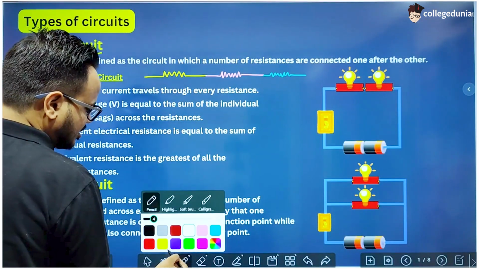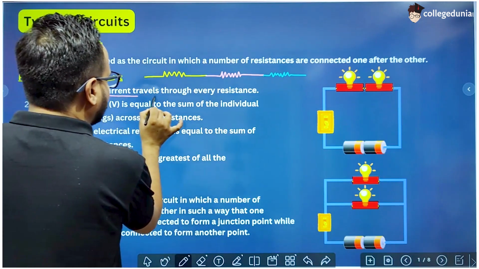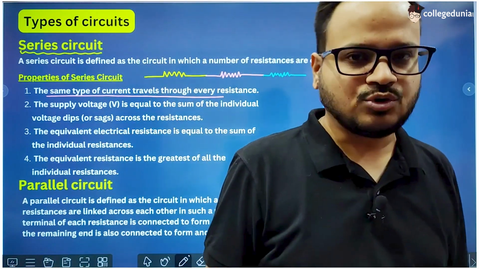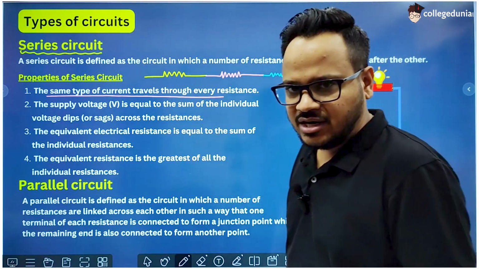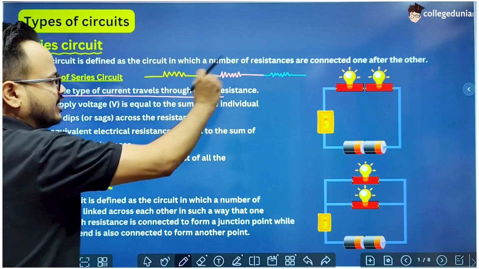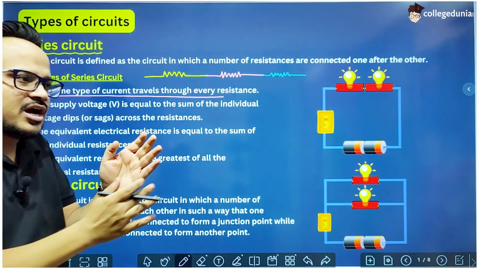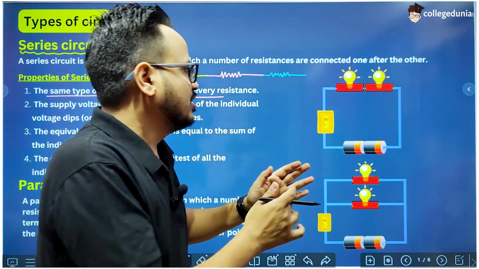So what are some characteristics of series circuit? Same current flows through every resistance, because current divides only when the branches are divided. Since in a series connection all the components are connected in the same branch, these two bulbs are connected in the same branch, then obviously the current will be same, because current divides only branch wise.